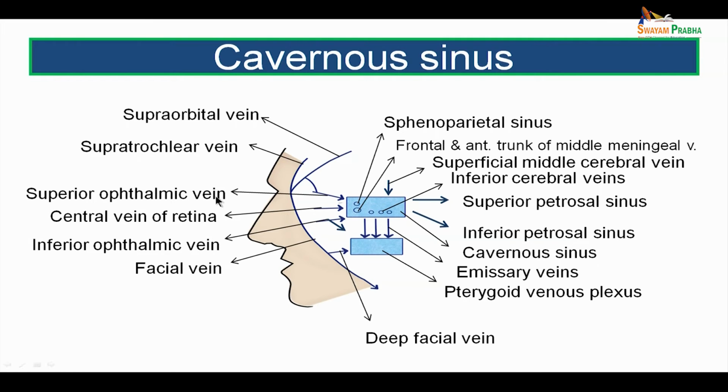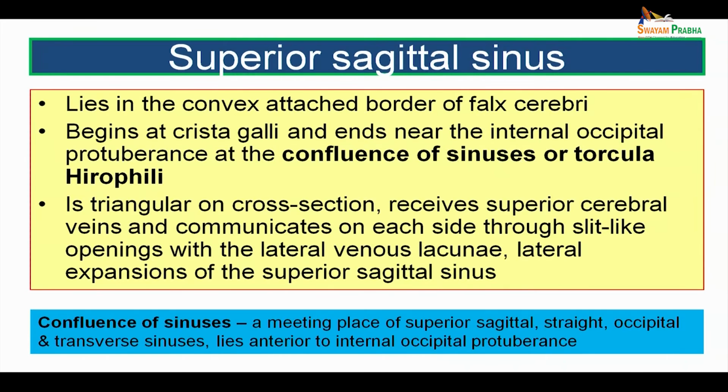It also communicates with the facial vein by 2 routes, through the supraorbital vein and the angular vein, and the other route is through the deep facial vein which drains into the facial vein. And as we have already seen earlier, one cavernous sinus communicates with the other cavernous sinus through the anterior and posterior intercavernous sinuses. We now go on to see the superior sagittal sinus.